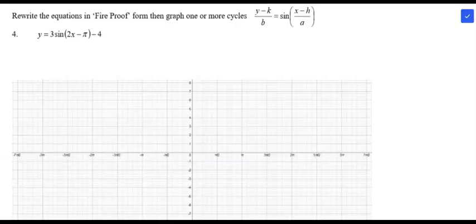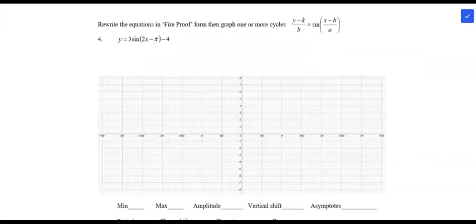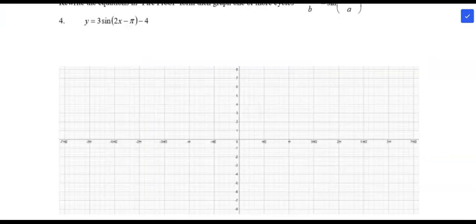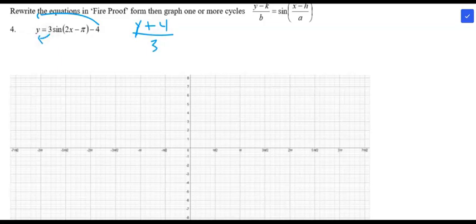This is page 20, I believe. Let me just double check. Yeah, page 20. Move it around back to where I had it. And so it's not in fireproof form. So I want to just practice doing that with you, okay? We're going to bring this over to the other side, which would be y plus 4. And then we're going to divide by 3 to get that to be down there.